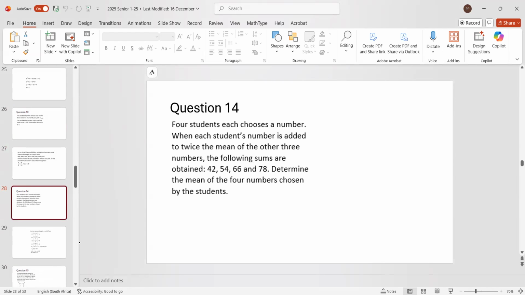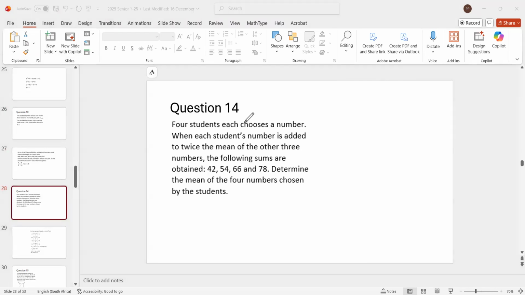Now, four students choose a number. Each one chooses a number. When each student's number is added to twice the mean of the other three numbers, the following sums are obtained. Determine the mean of the four numbers chosen by the students. Okay, let's just unpack this question.